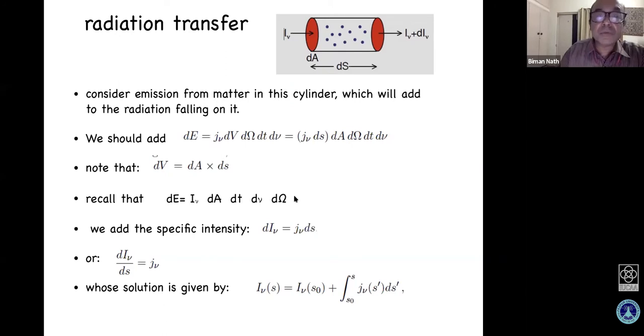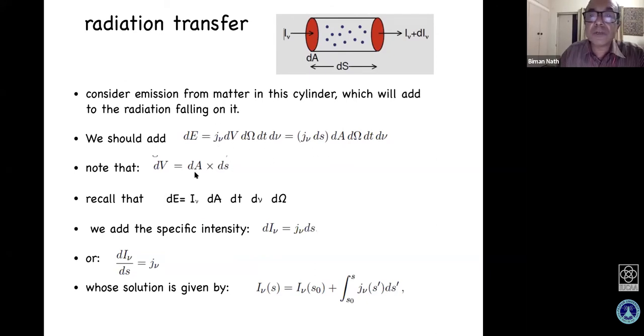Remember, this is how we had defined our specific intensity: dE passing through an area normal to the rays, and we have been taking it normal. So we have dA, dt, d omega, d nu. So this will be added to this energy. This is what is coming inside through this area, and this will be added.